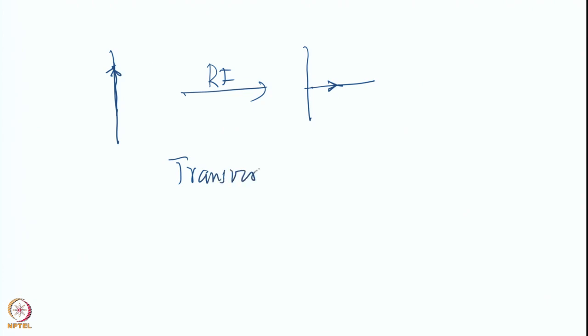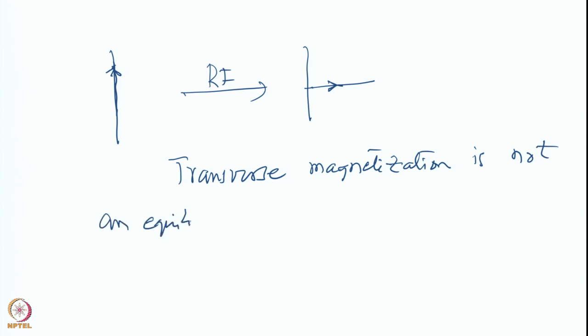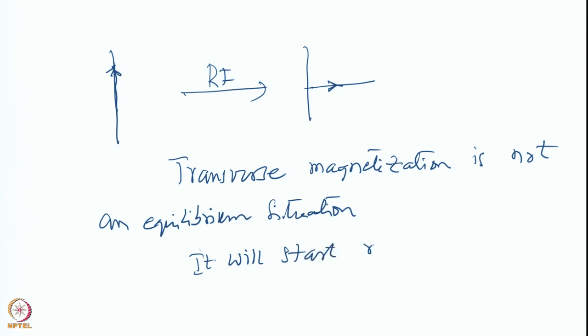This transverse magnetization is not an equilibrium situation, because the equilibrium situation was magnetization only along the z axis. So this is how the absorption of energy happens and we create transverse magnetization. And if we look at this transverse magnetization, it will start precessing, rotating in the transverse plane.